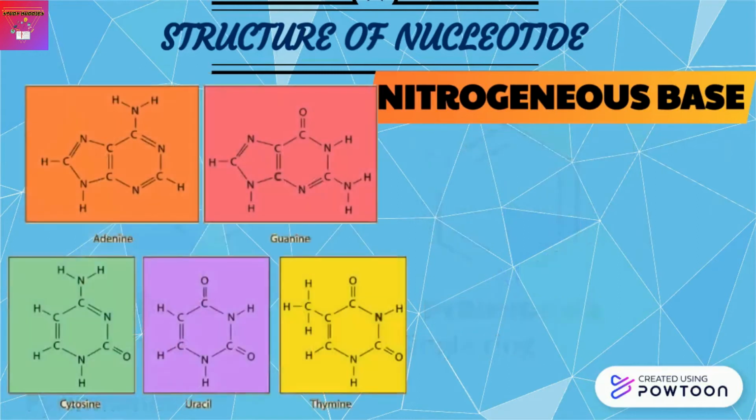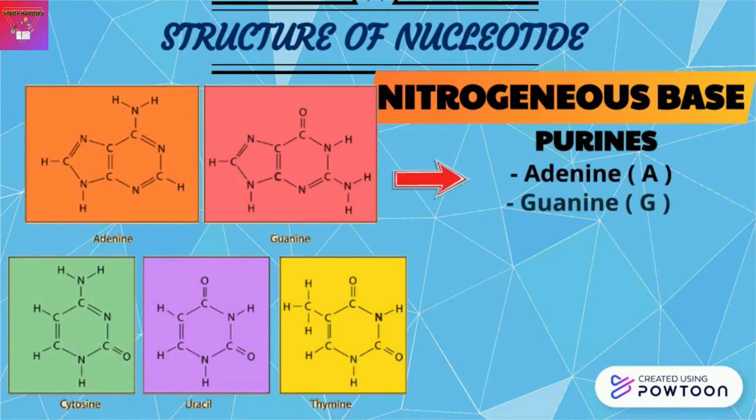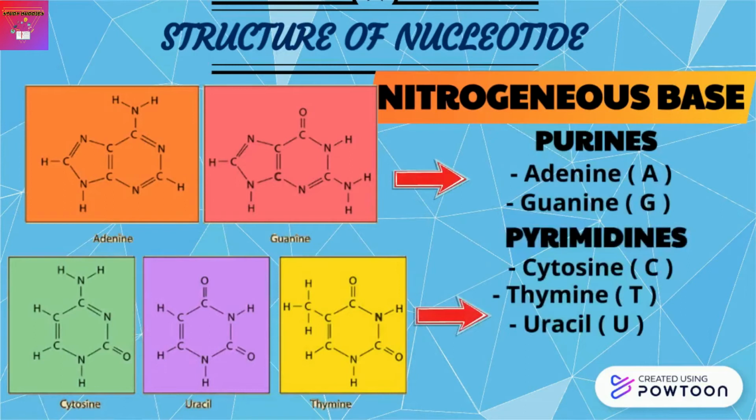As you can see, there are 5 different types of nitrogenous bases found in the nucleotides. We have the purines, which are adenine, labeled with the letter A, and guanine, labeled with G. Both of them have 2 rings in their structure. Next, we have the pyrimidines, which are cytosine labeled with C, thymine labeled with T, and uracil labeled with U. These 3 bases only have 1 ring in their structure.